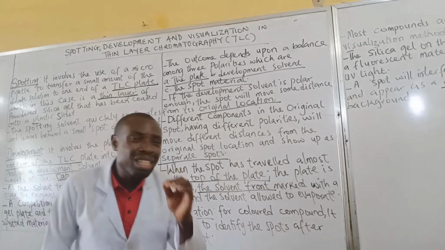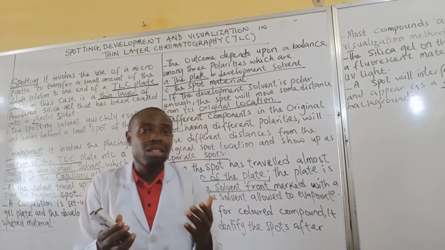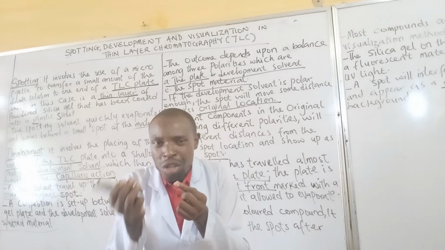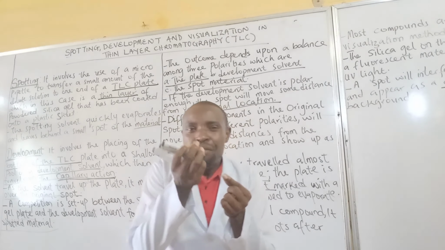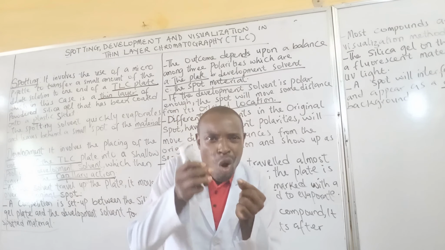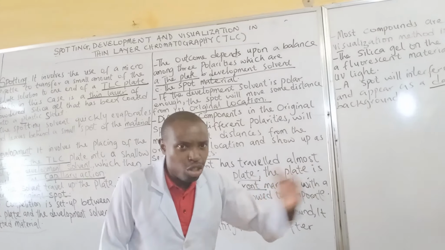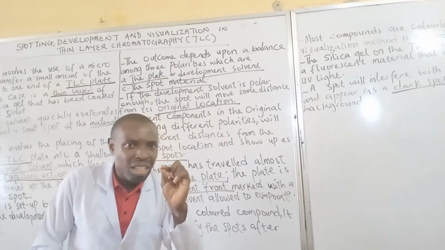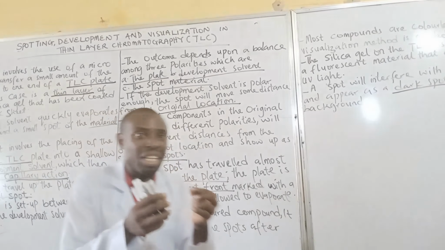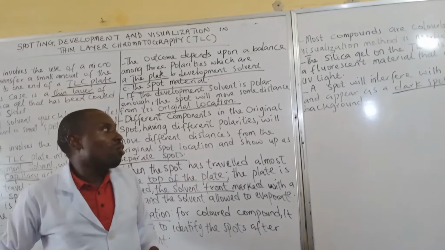And for us to see those spots, what do we do? For most organic compounds that are colorless, we impregnate or infuse a fluorescent material that can glow in the presence of UV light onto the silica gel, so that when there is a separation or any spot that has been noted, it can easily be seen and circled out.